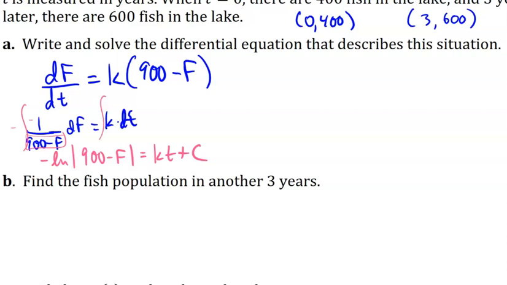All right, and then I'm going to go ahead and solve for c first by using an ordered pair. Okay, I'm using my initial condition, which is (0, 400), and I'm going to plug that into this. So I get, actually, I'm going to move the negative to the other side. So I get natural log of 900 minus f is equal to negative k times 0 plus a constant.